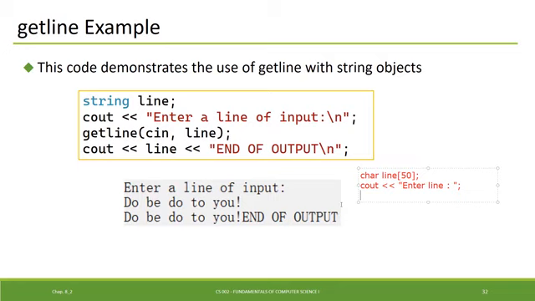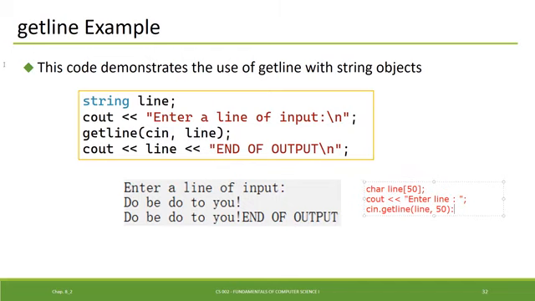So if you want to take the whole line, including spaces, then you must have cin.getline, and you should provide line and the size of the space, right? This is how to use getline for the C string.